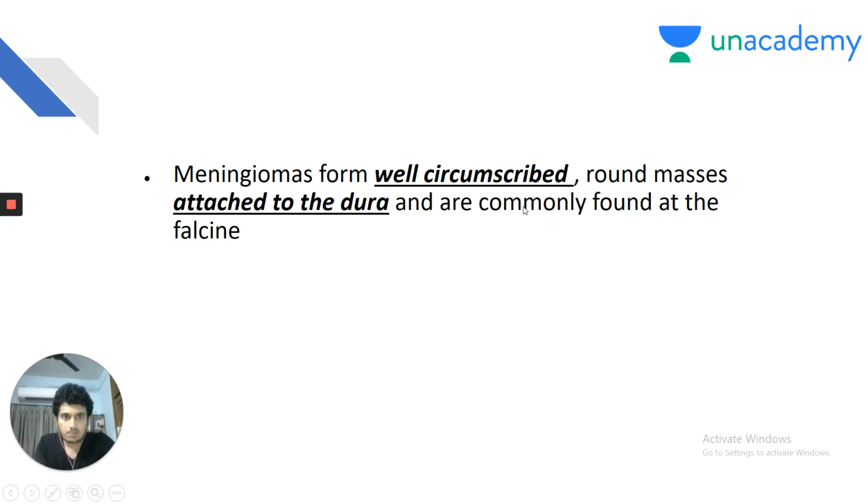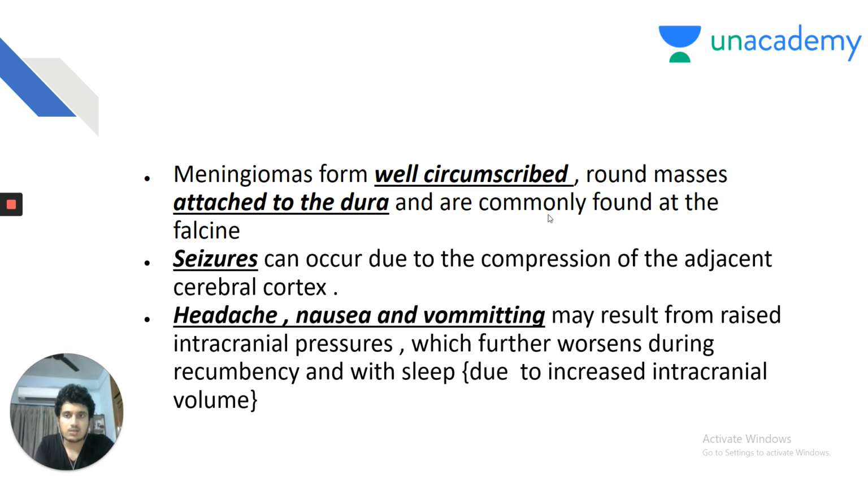Meningiomas are well-circumscribed, rounded masses attached to the dura and are commonly found at the falx of the brain. Classical image of the meningioma is that of a dural tail sign, a tumor which is away from the brain, well circumscribed, lobulated, classically showing the dural tail sign.